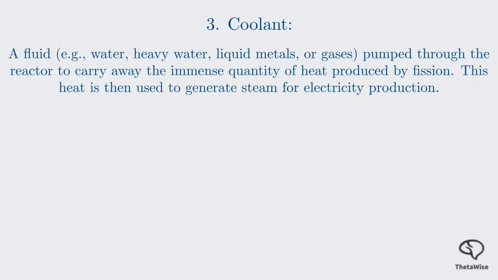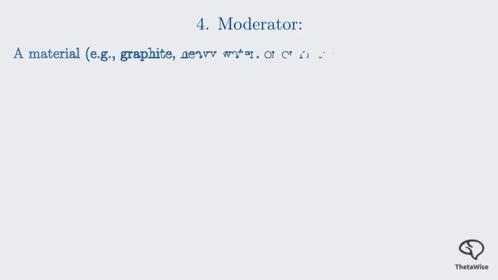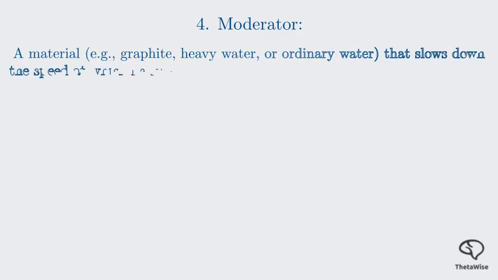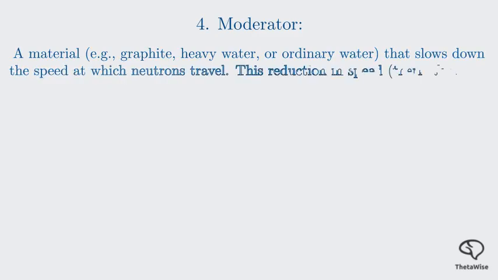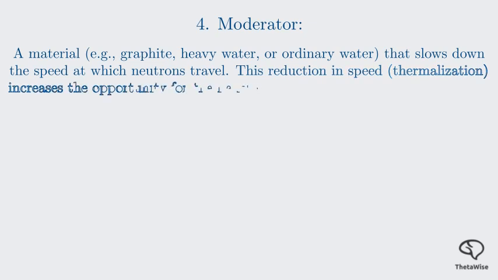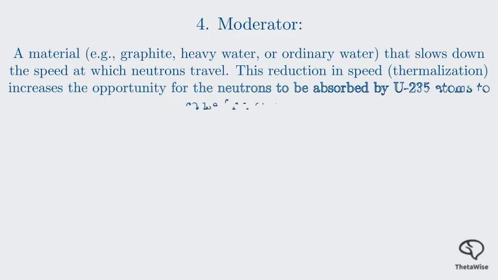And finally, we have the moderator. The fourth element is the moderator. The moderator, which can be graphite, heavy water, or ordinary water, is a material that slows down the speed at which the neutrons released during fission travel. Fast neutrons are less likely to cause further fission. By slowing them down, a process called thermalization, the moderator significantly increases the opportunity for these neutrons to be absorbed by uranium-235 atoms. This absorption is what triggers the next fission event, sustaining the chain reaction and allowing the reactor to operate.